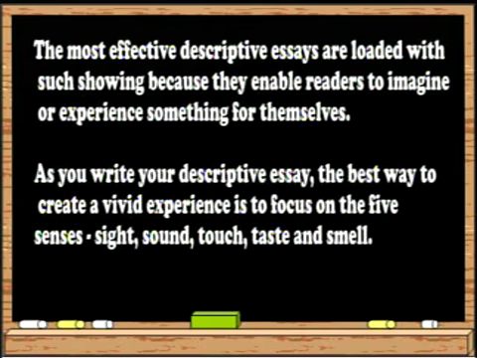The most effective descriptive essays are loaded with such showing because they enable readers to imagine or experience something for themselves. As you write your descriptive essay, the best way to create a vivid experience is to focus on the 5 senses: sight, sound, touch, taste, and smell.